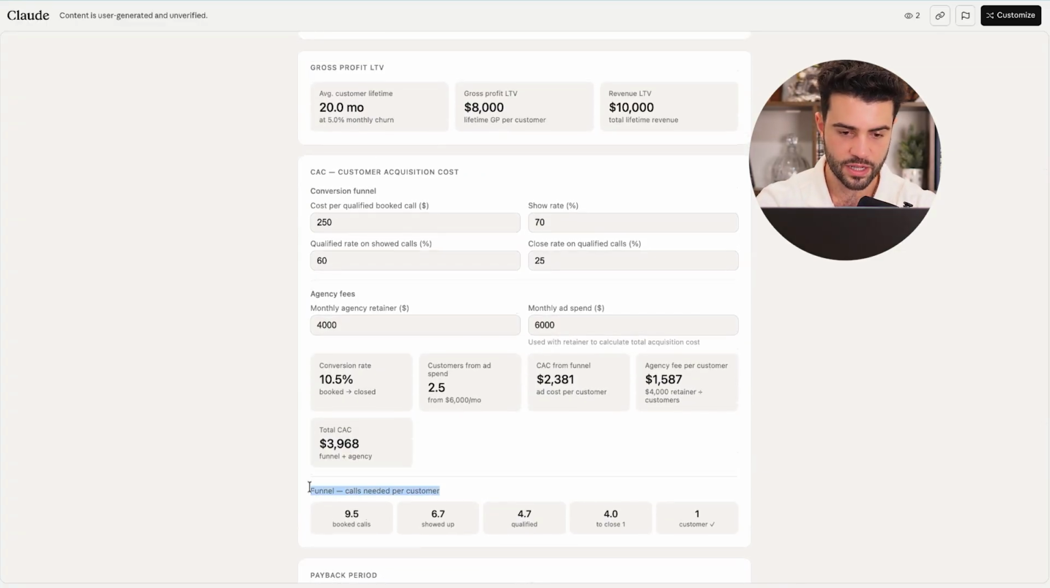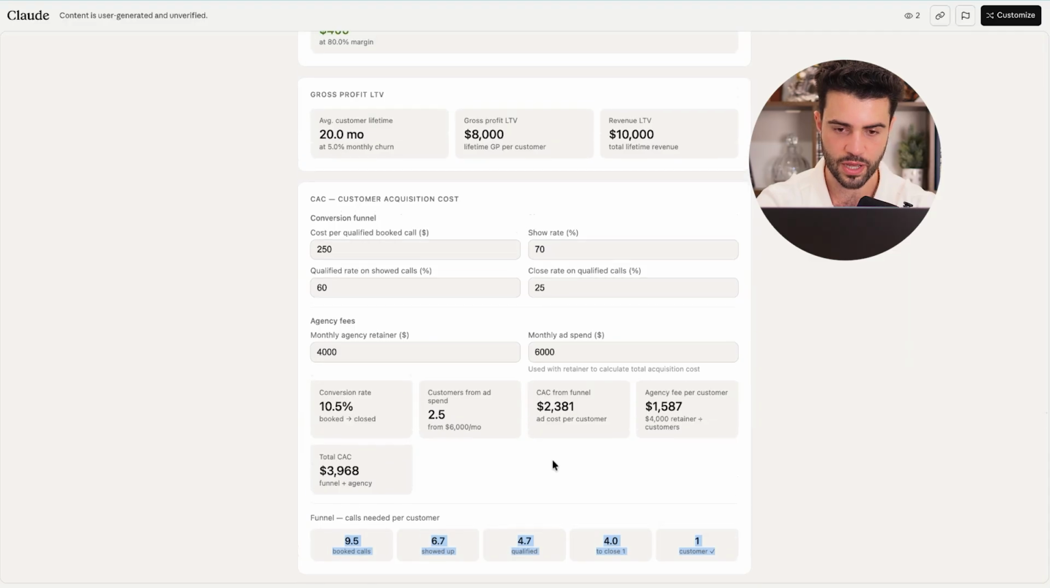So what this tells us is that, okay, here's how many calls that we need to get a customer, right? So we need 9.5 booked calls, 6.7 showed up, 4.7 qualified, 4.0 to close. That's one customer at these rates here.